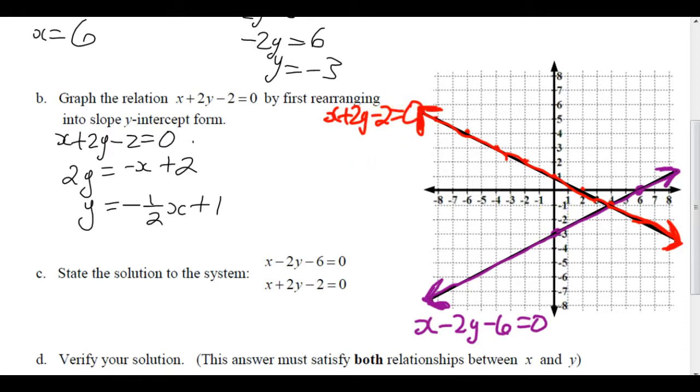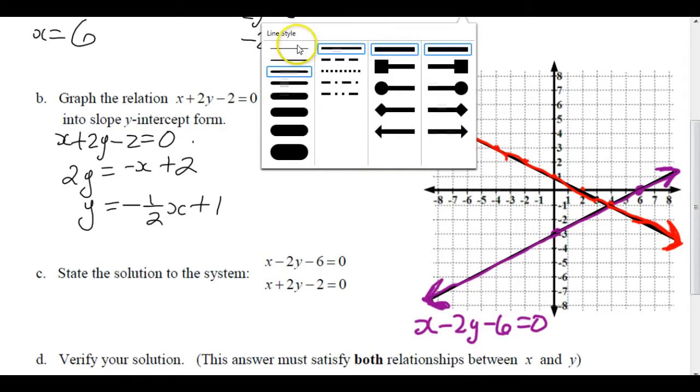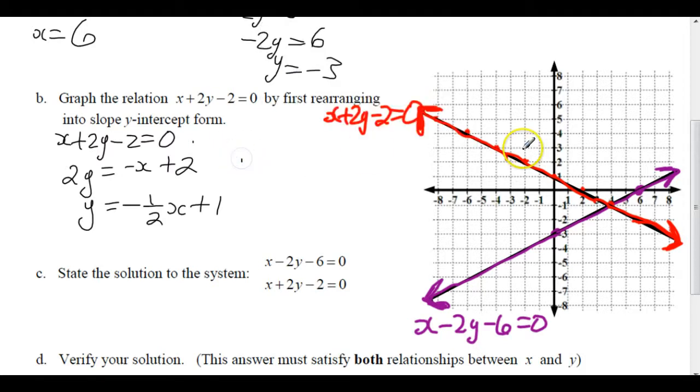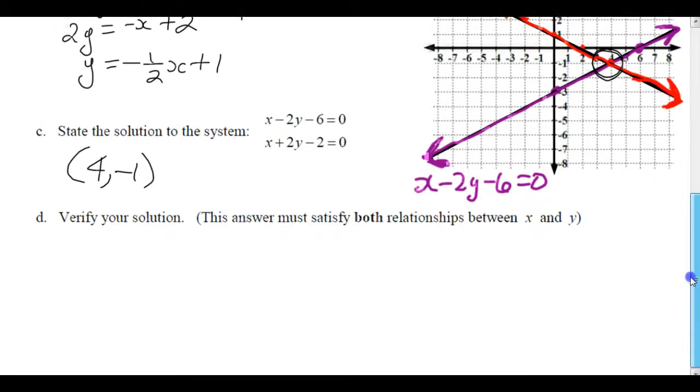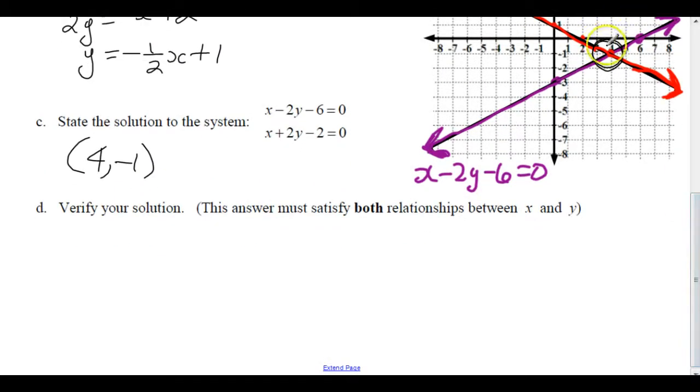Okay, so we have drawn and labeled the lines. State the solution. The solution is the point of intersection, which will be 4, -1. Or at least it looks like 4, -1. Verify this. One thing with solving graphically is, like, what if it only kind of looks like it, but it isn't really it, so we need to check.